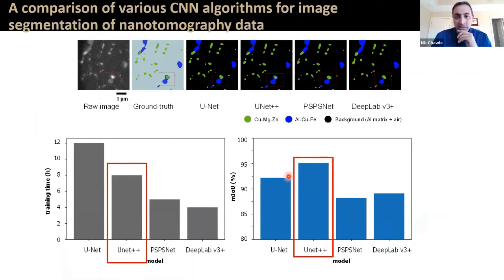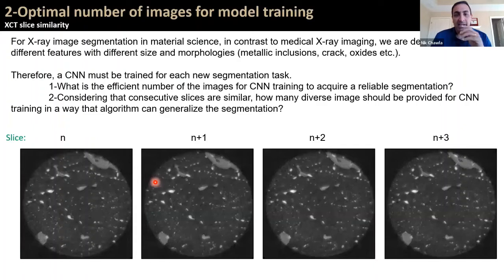But with things like the UNet++, you actually get much better agreement with the ground truth and also much lower training time. And one last thing I want to throw out there is, we talk about images for training of the models.